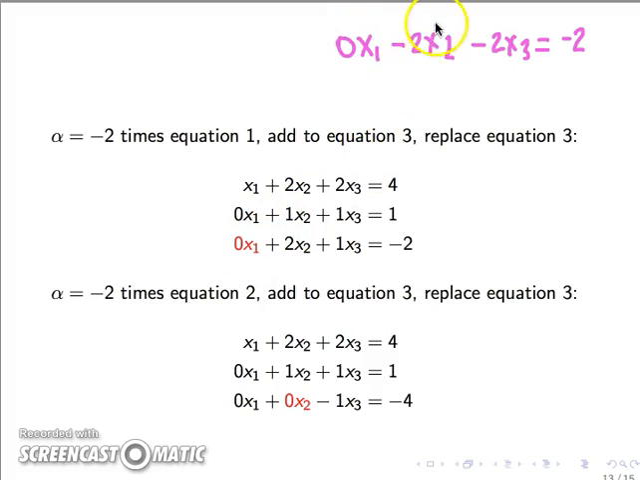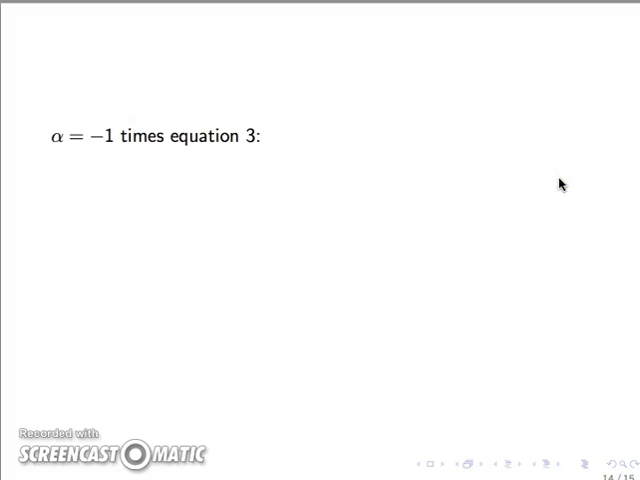0 plus 0 is 0. Minus 2 plus 2 is 0. That's where this 0 comes from. And then minus 2x3 plus 1x3 gives minus 1x3, and then we have minus 2 plus minus 2, that gives us this minus 4. So the important thing is that by doing so, now we have managed to have a 0 coefficient on the last equation. Okay, so let's see what happens next.